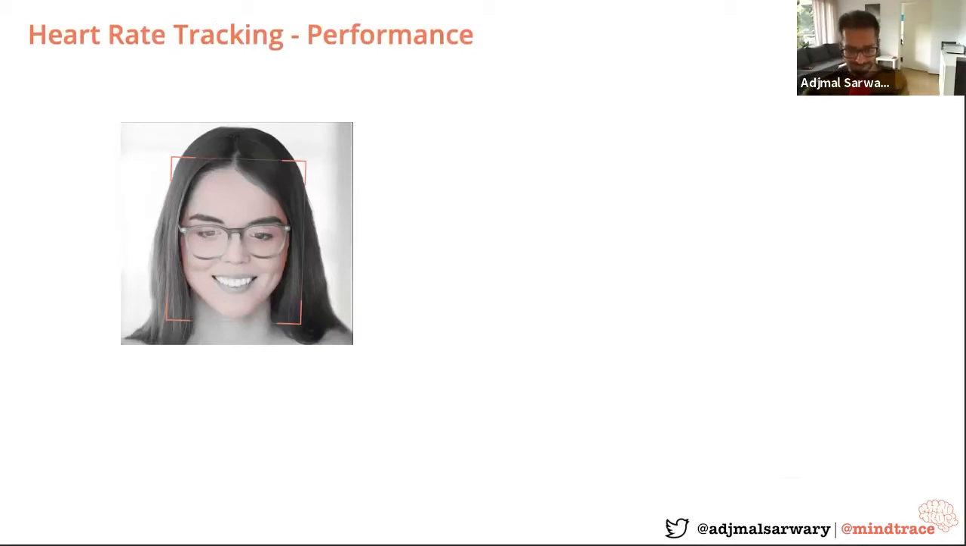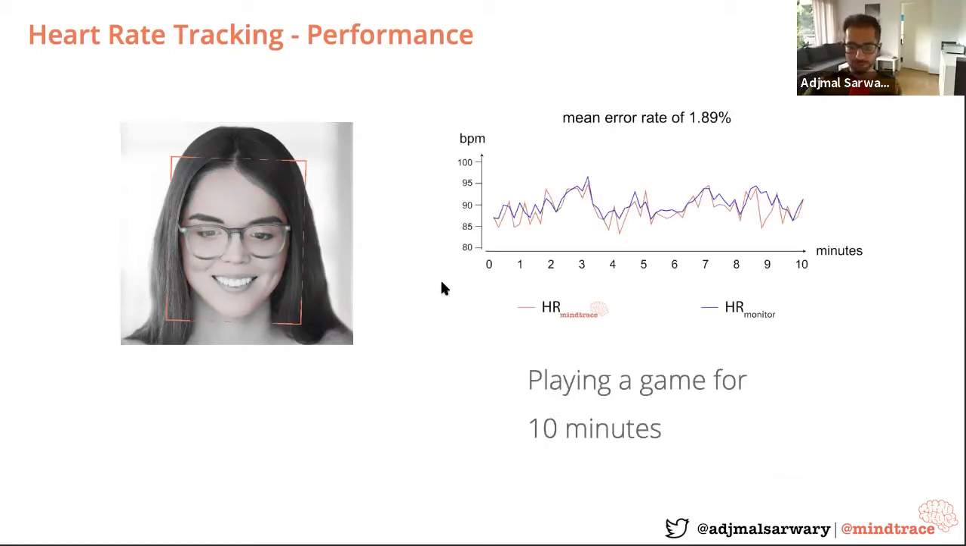Now, heart rate tracking, this one's the interesting one. Here we use the process of photoplethysmography. And here, of course, we ran lots of comparisons to see how good it stacks up to an actual heart rate monitor, because if you want to use it for research, you have to know how good it is. So this is now for one person, that's why you don't see any error bars. But we let multiple people just play a simple game for 10 minutes.